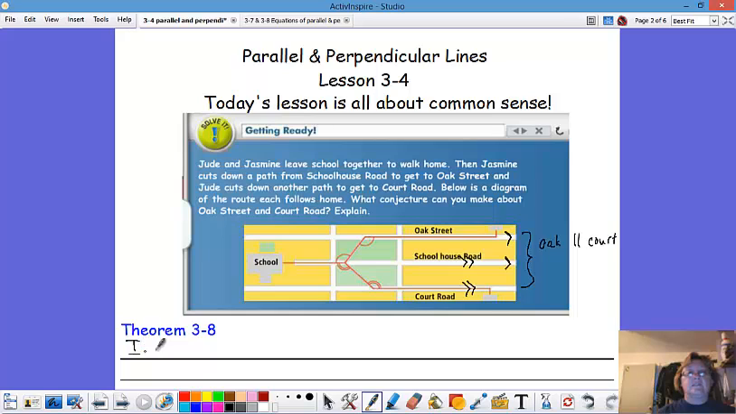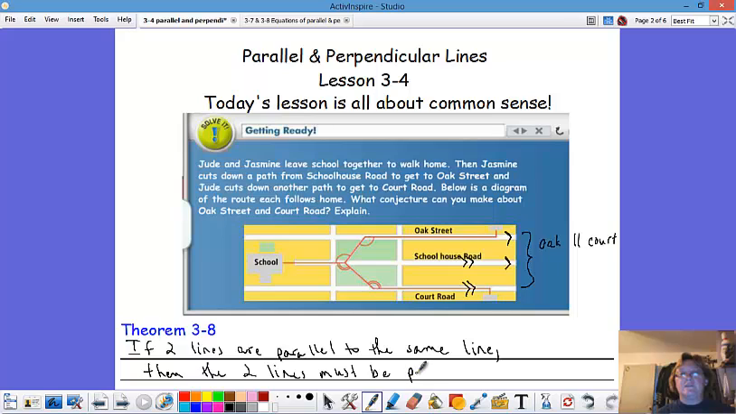If two lines are parallel to the same line, then the two lines must be parallel. Again, very straightforward. The language seems a little bit weird, but the concept just makes sense.